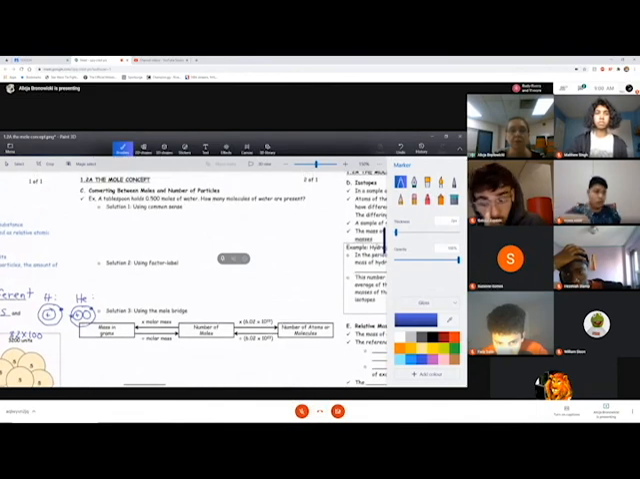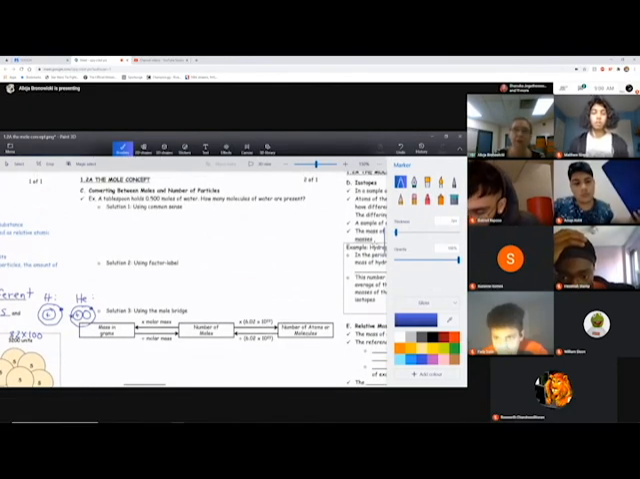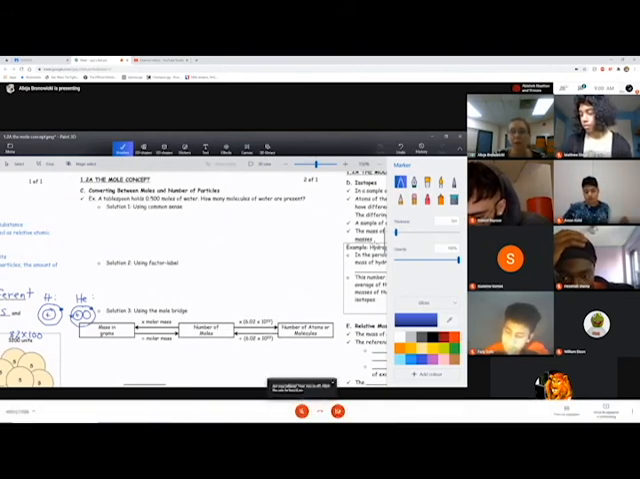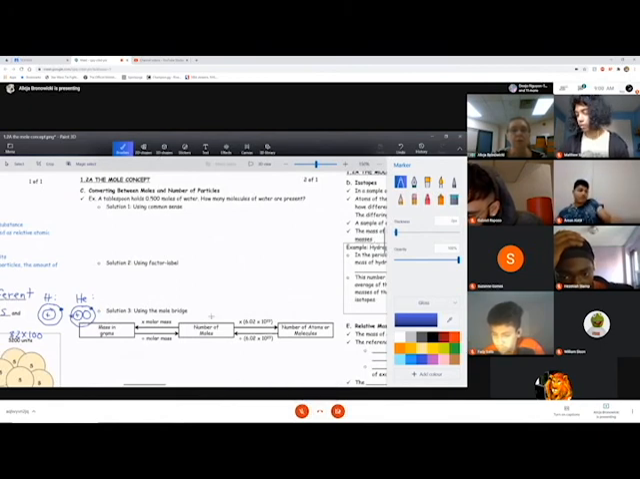Okay, so we're going to convert between moles and number of particles. Just think to yourself, you've done this before. Like if I have 24 donuts, I have 2 dozen donuts, right? So you're just converting between the counted amount you have of something and how many groups are in that counted amount.